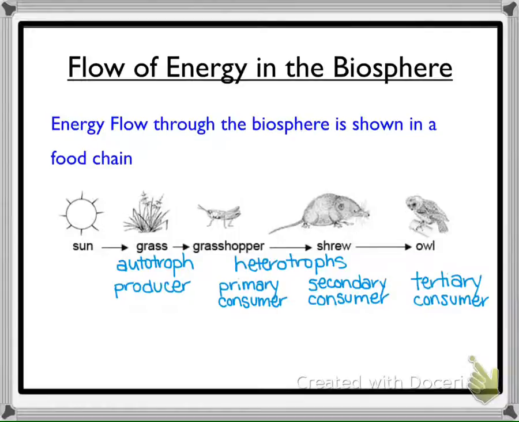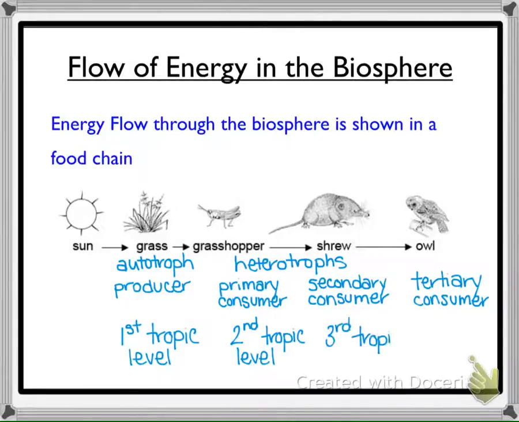Now there's one more way that we can name each of the organisms in this food chain, and that's by disregarding whether or not it makes its own food and just talking about the order that it comes in the food chain. And when we talk about them that way, we call them trophic levels. So the grass is the first trophic level in this food chain. The grasshopper is the second trophic level. The shrew is the third trophic level, and the owl is the fourth trophic level. So these are three different ways that we can name the different organisms in a food chain.